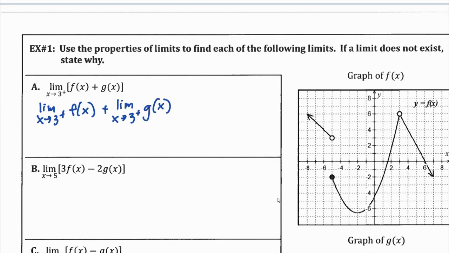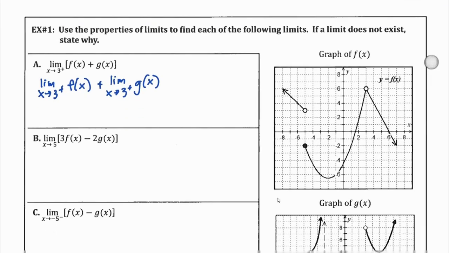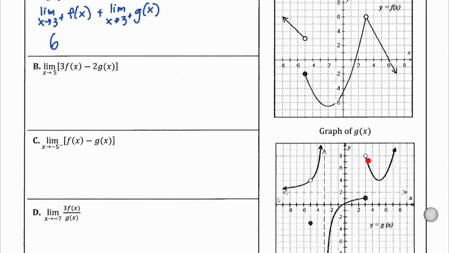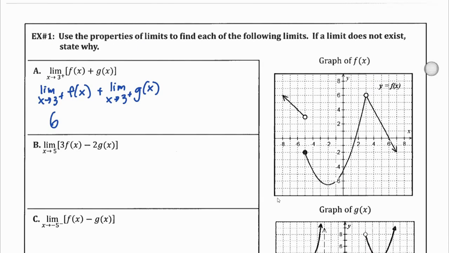So looking at our graphs, we have f and g. So the limit as x approaches 3 from the right of f of x is going to be 6. And the limit as x approaches 3 from the right of g of x is going to be 8. And so that's going to equal 14. Okay, again, you have to write this step.